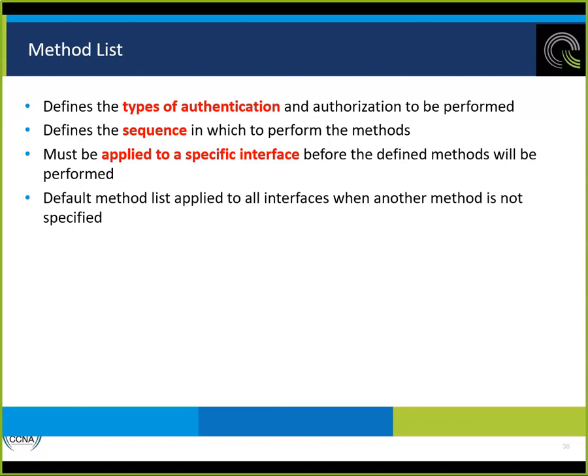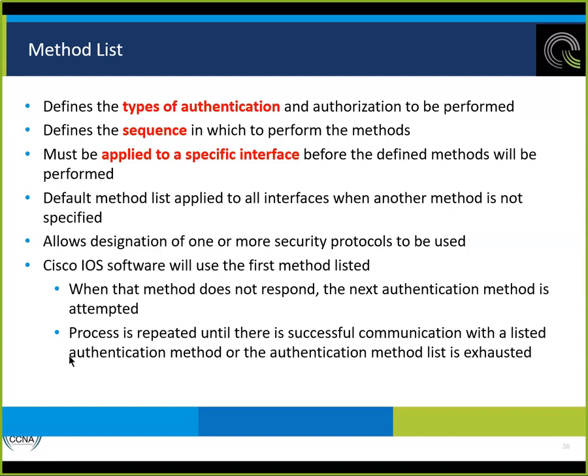The default method list is applied to all the interfaces when another method is not specified. And when I did the AAA new model and did authentication, it said default or word. I could have specified a different one. I specified default, which means that's the process we're going to use unless something else gets specified. We go back in and use the command again, and then use the particular word that we've specified on that interface. Default method, it allows a designation of one or more security protocols to be used.